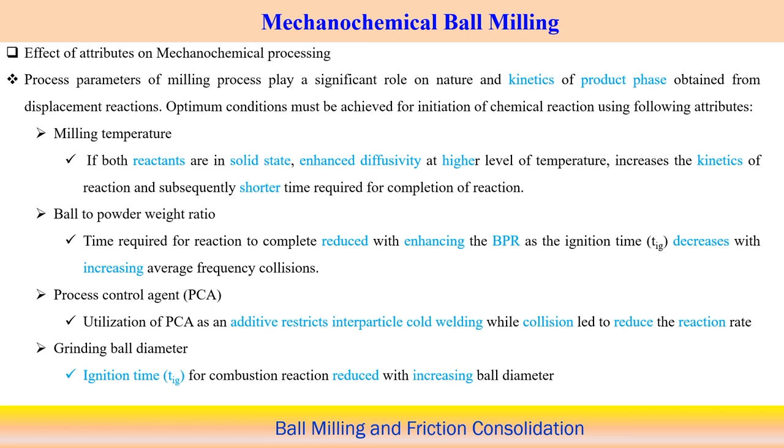Now, in mechanochemical ball milling operations, we see the effect of the attributes of this mechanochemical processing. One is that the process parameters of the milling of course have a significant role on the nature of the kinetics and the product phase. So some kind of optimum can be achieved for the initiation of the chemical reaction. So the optimum condition should be achieved, but you have to look into different aspects in this mechanochemical ball milling operation. One is the milling temperature.